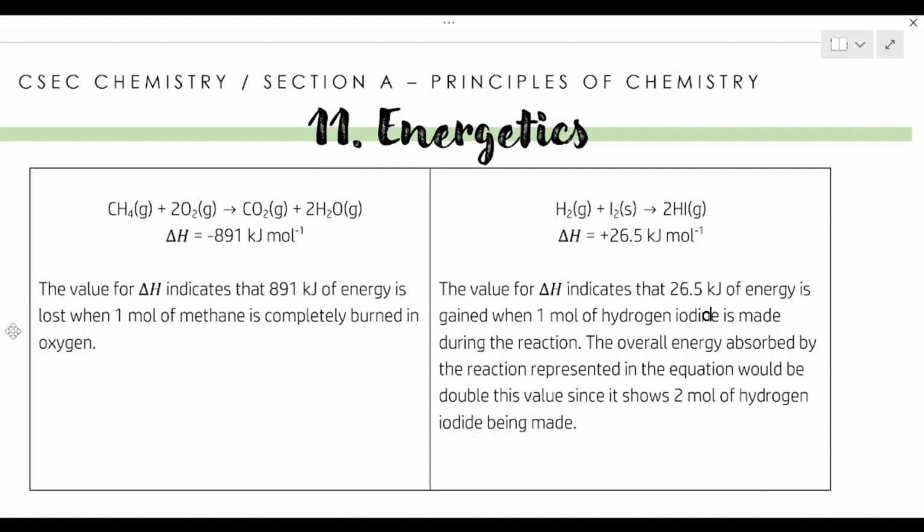On the right, an endothermic reaction is being observed, and the positive 26.5 kilojoules per mole indicates that 26.5 kilojoules of energy is absorbed when 1 mole of hydrogen iodide is made during the reaction. The overall energy absorbed by this reaction in particular, represented in the equation, would be double this value because 2 moles of hydrogen iodide is being made.